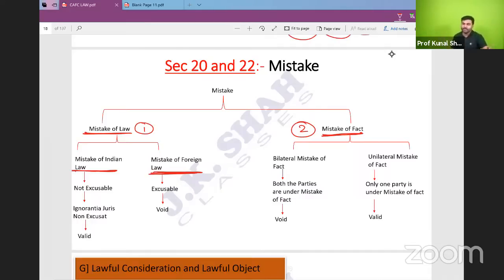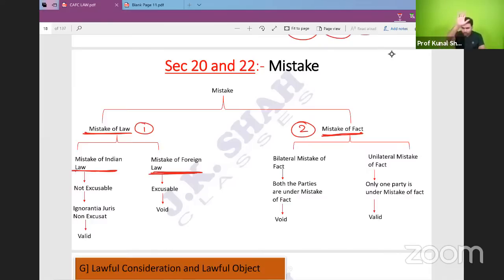On the other hand, mistake of foreign law is excusable. You can have a mistake of foreign law. A person cannot be assumed to have the knowledge of law of every country. I'm an Indian. I will not have a knowledge of Chinese law, English law, or American law. So whenever there is a mistake of foreign law done by me, it's excusable in nature.